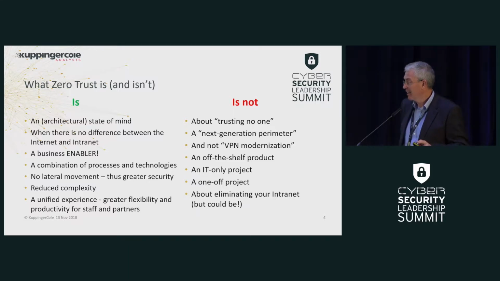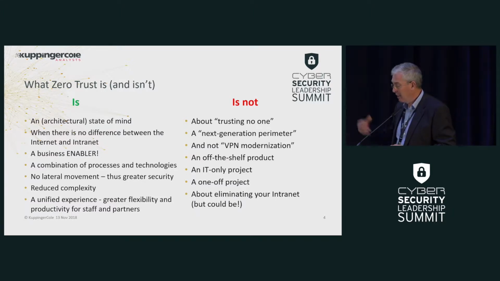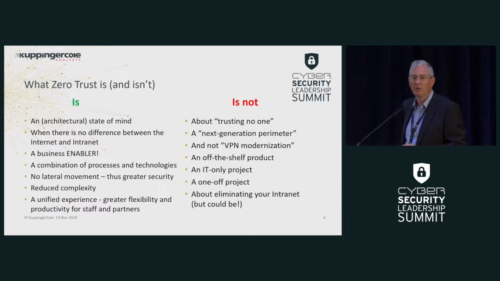What it's not about is trusting no one. It's not a next-generation perimeter. It's not VPN modernization. It's not an off-the-shelf product. You cannot go out and buy this. You have to architect it. And if you take nothing else away from this talk, please take that away. It is about architecting for the future. It's not an IT-only project. The business have to be involved. And it's about continual evolvement.